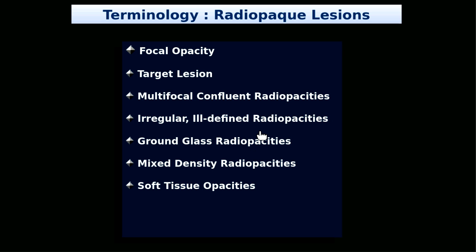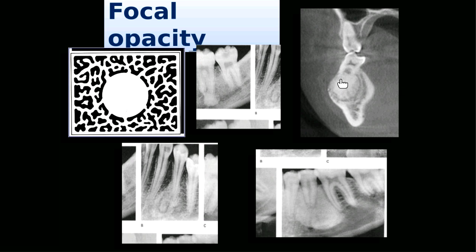And some of the other terms will be focal opacity, target lesion, multifocal confluent radiopacities, irregular, ill-defined radiopacities, ground glass appearance or radiopacities, mixed density radiopacities, or soft tissue opacities. So we'll go one by one.